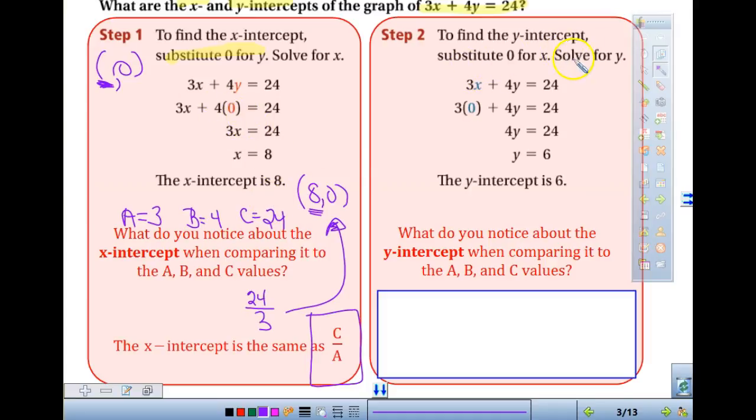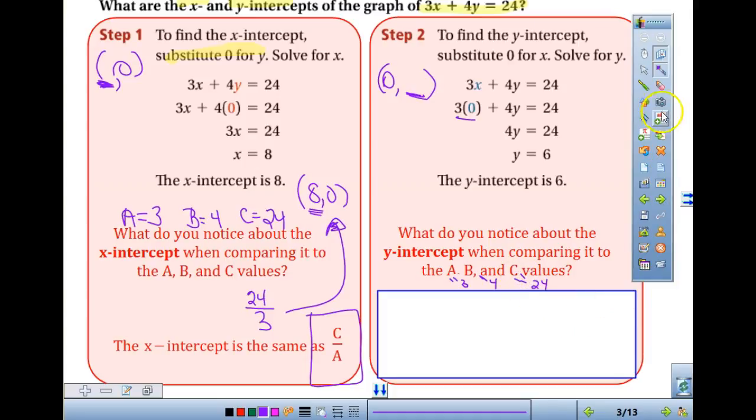So on this one, we have a y-intercept. Again, they replace the x with 0. Remember, anytime you're finding the y-intercept, that means that x is 0 and you're trying to find the y value. 4y equals 24, y is 6. So again, looking at our values, A was 3, B was 4, and C was 24.